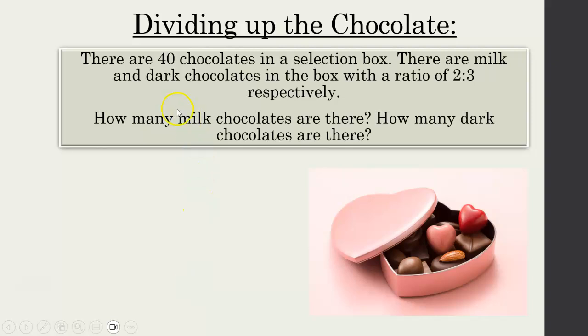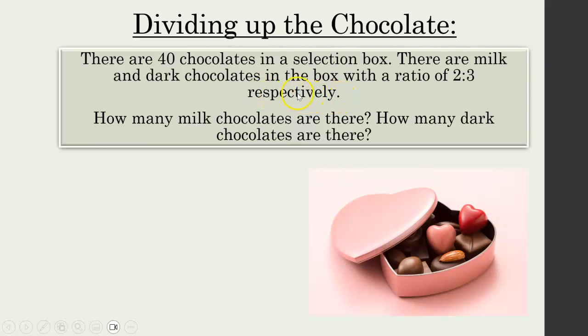Okay, a bit of a different example now, and we haven't really seen this kind of question before. There are 40 chocolates in a selection box. There are milk chocolates and dark chocolates in the box with a ratio of 2 to 3 respectively. Okay, so there's 40 chocolates in the box. So you imagine you get your Cadbury selection box, there's 40 chocolates. There are milk and dark chocolates in the box with a ratio of 2 to 3 respectively.